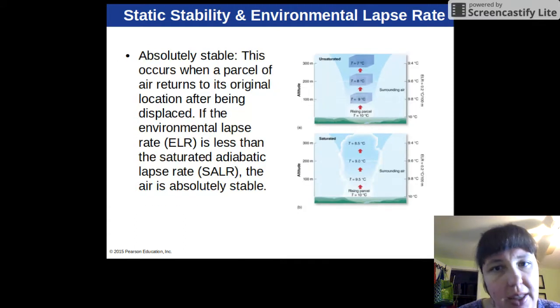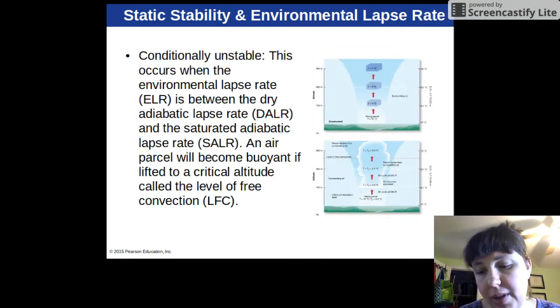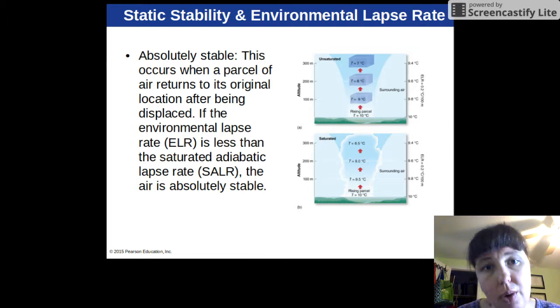And it has nothing to do with the adiabatic lapse rate, because if you notice, my adiabatic lapse rate is the same as in my absolutely unstable example. Here it's still dropping 1 degree every 100 meters. Here it's still dropping 0.5 degrees every 100 meters. But my environmental lapse rate air, which is variable, is not cooling off as quickly. Therefore, my change in temperature is not very great. Most of the atmosphere is about the same temperature in that example. And so my air is stable.